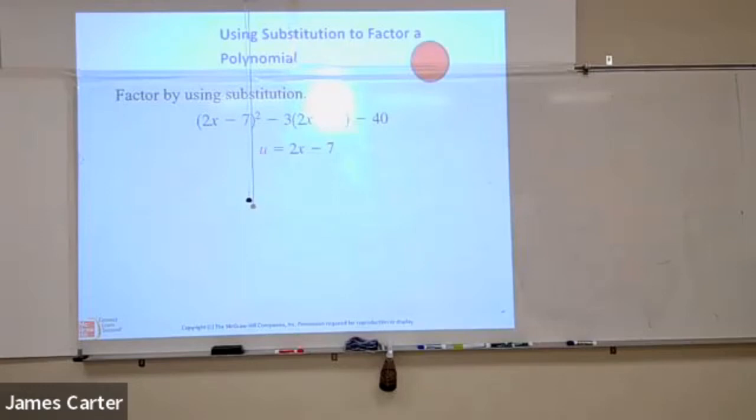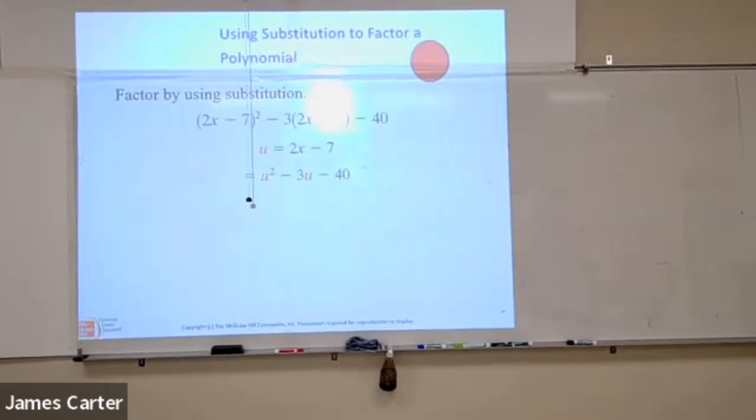Yeah. This is kind of the same thing, except we're treating this whole parentheses like it was a number or a letter. So we're substituting that whole parentheses for u. Well, what does that do? Then that gives you this equation: u squared minus 3 times u minus 40.